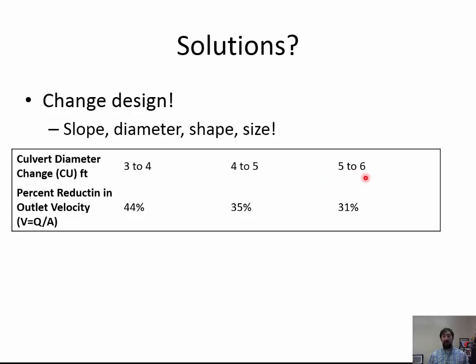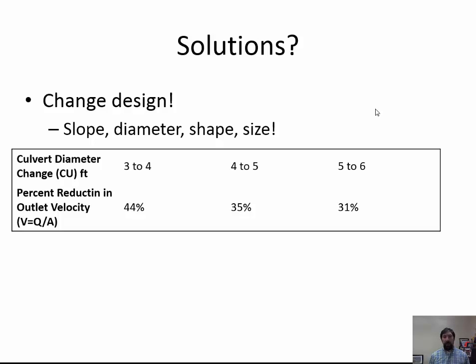If you go from 5 to 6 feet, we've got diminishing returns, but every increment up really reduces that velocity. We know from Q equals VA that the area term has a square in it, so every time we change that diameter, we're really reducing the velocity. That could be a good thing. It could also be an expensive thing, or something where we're constrained and couldn't put a bigger diameter in. Then we have to deal with other variables, like changing the slope, the shape of the culvert, or maybe even the inlet structure type, size, etc.